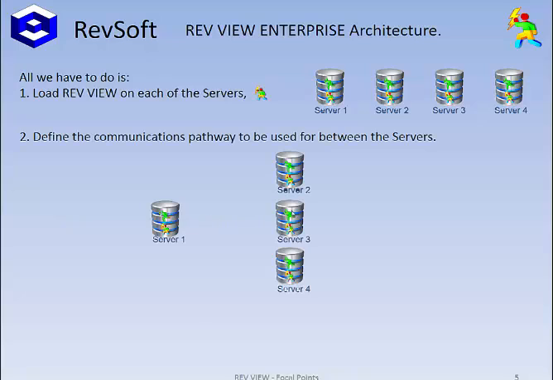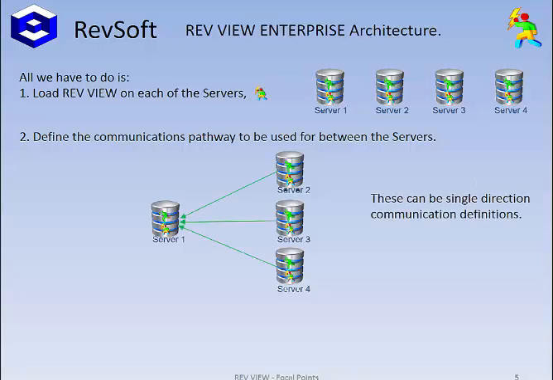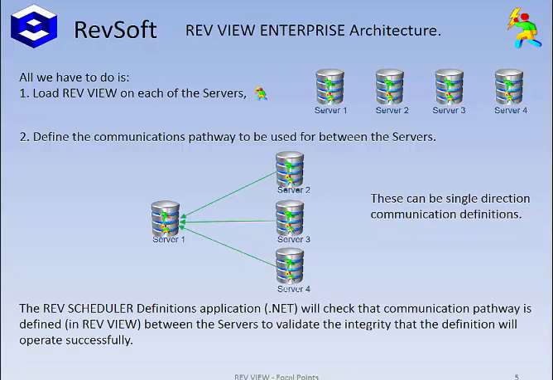then define the communication pathway to be used between the servers. In this example, they can be single direction communication definitions, just from the 3 servers to server 1. The scheduler definition application in Windows .NET will check the correct communication pathway in REV View is defined between the servers to validate the integrity that the definition will operate successfully. So you can't define any dependencies that aren't defined within View without the pathways. Again, these servers can be any platform type.